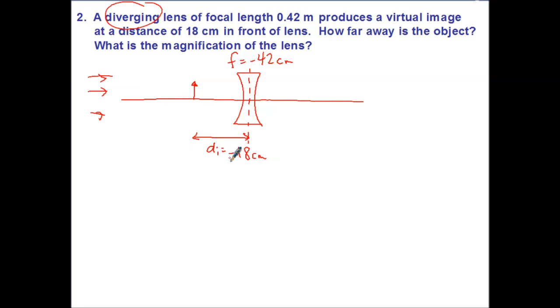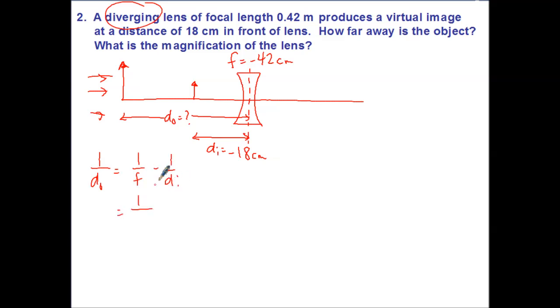Now this is asking how far away is the object? Well, the object would be over here somewhere. It's going to be larger than the image. Remember, the virtual image created from diverging lenses would be smaller, but upright. And so I'm looking for DO. And certainly to find that, I'm just going to use the lens equation, 1 over DO is equal to 1 over f minus 1 over di.